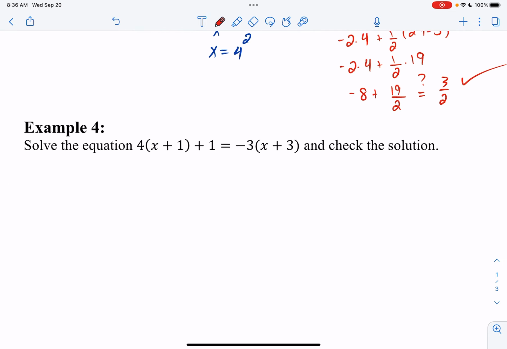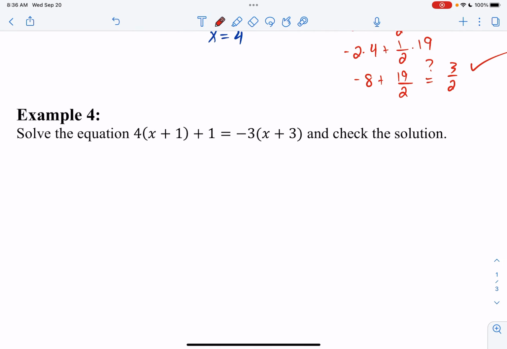All right, here, example 4. Here we want to solve this equation: 4 times (x plus 1) equals -3 times (x plus 3). This is similar to the last one. There's 2 x's, but if you notice, there's one on either side of the equal sign. So to be able to solve something like that, first we'll simplify it out a bit, and then I need to get all of my x's to the same side.